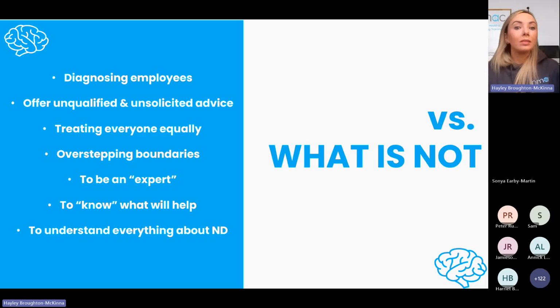Treating everyone equally is not expected, because that's not equitable. That doesn't make things fair. If you expect everyone to behave the same, perform the same, under the same circumstances, with the same instructions and the same communication, we're automatically putting some people at a disadvantage. So just generally, you're not expected to know absolutely everything, or to pretend to know what's going to work for that person.